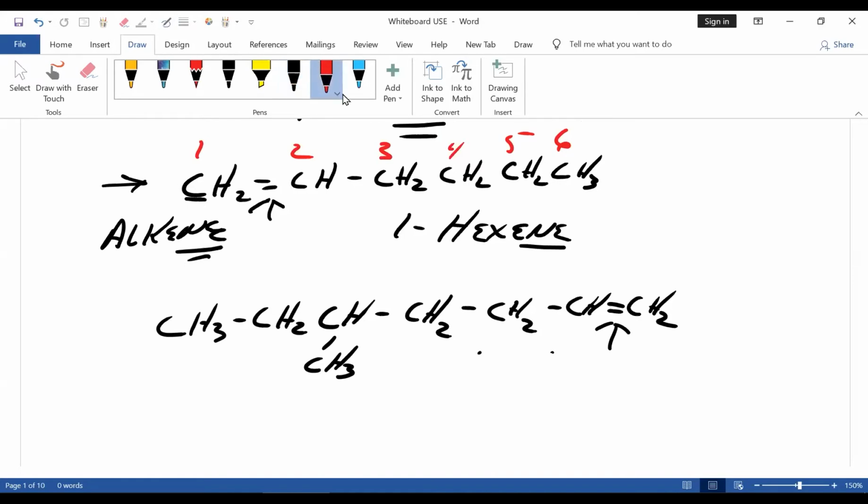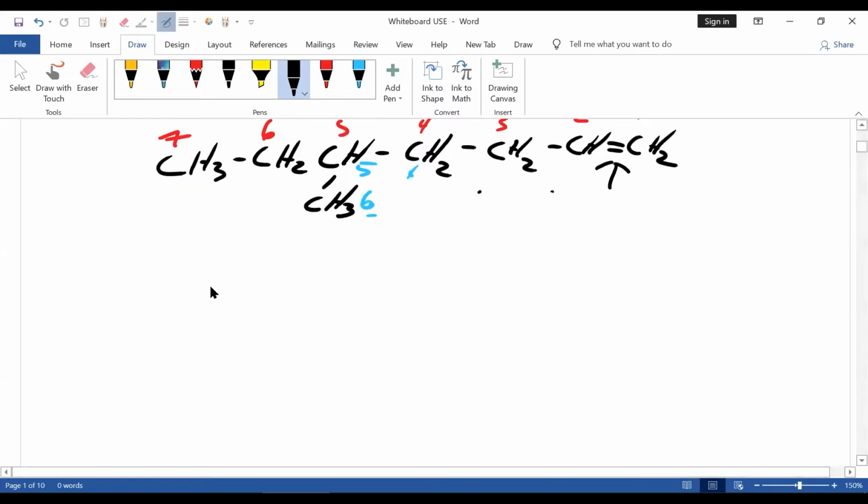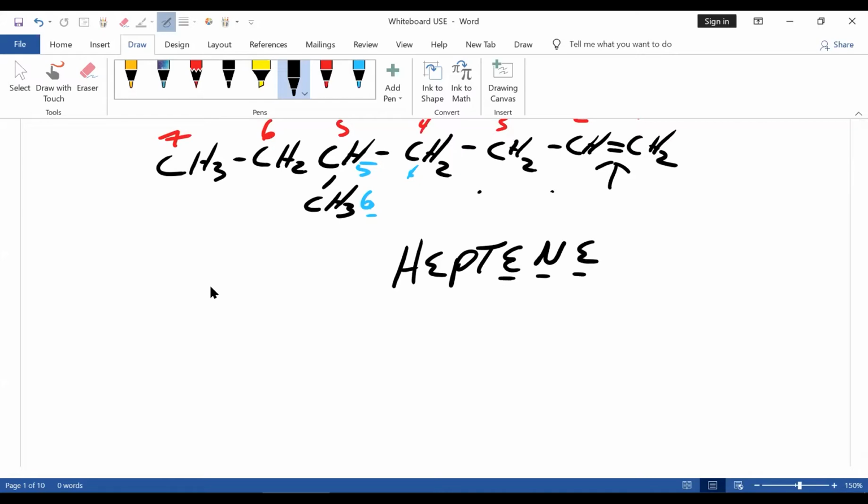How many carbons are in the longest chain with the double bond? I don't know. 1, 2, 3, 4, 5, 6, 7. Next, I could have also said 1, 2, 3, 4, 5, 6. And I hope you all agree 7 is longer than 6. So what is the 7-carbon alkane? That's heptane. But the ANE you drop and replace it with ENE for a double bond, heptene.